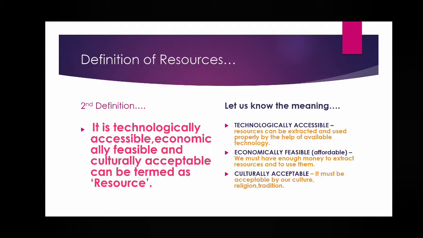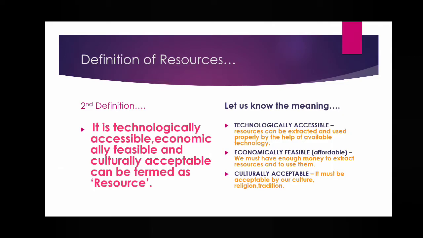Second number is economically feasible. That means what? When anything will be called as resource, when you can purchase this thing, when you can afford this thing with the help of your money, and when you can use this thing with the help of your money. That means it must be economically affordable. Your money power has that type of affordability that you can take it, you can purchase it, and you can use it. Then it will be called as economically feasible. And third one is called as what? Culturally acceptable. The thing which you want to use, it must be accepted by your culture. If your culture does not permit, no, it is not permitted in our culture, in our religion, in your tradition, then it is not possible to become a resource.